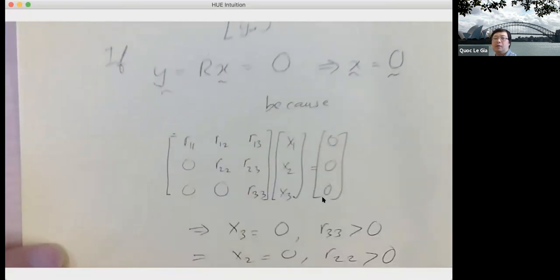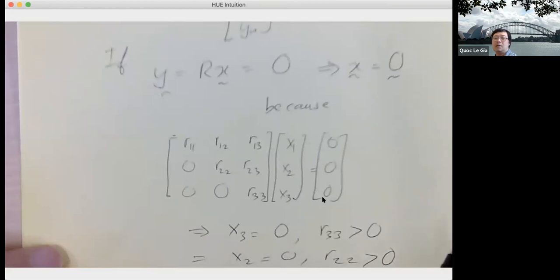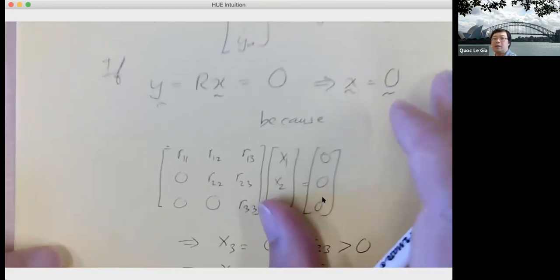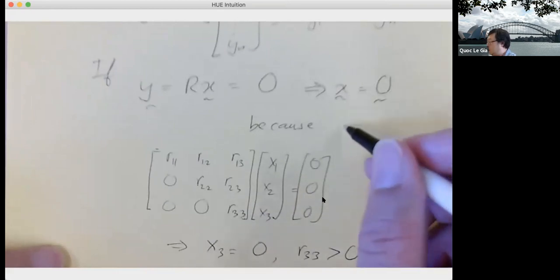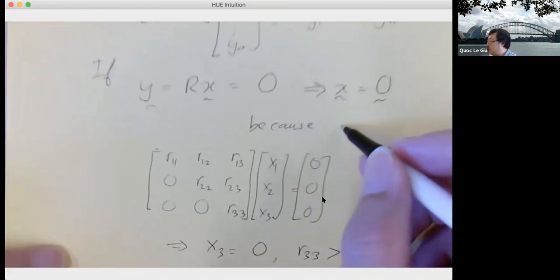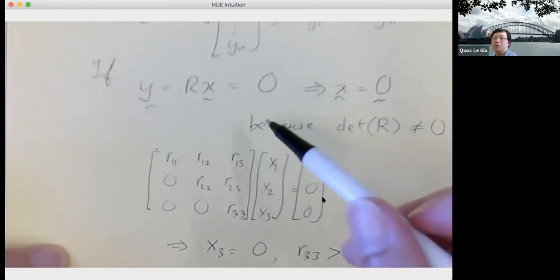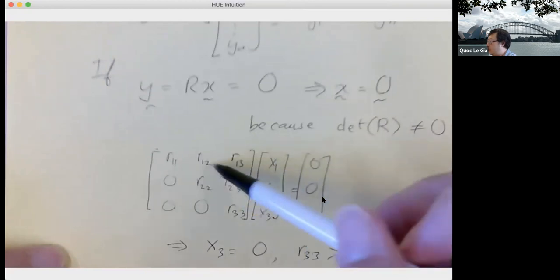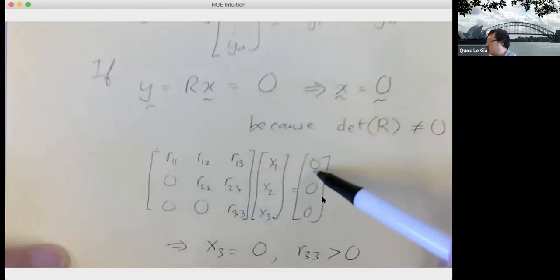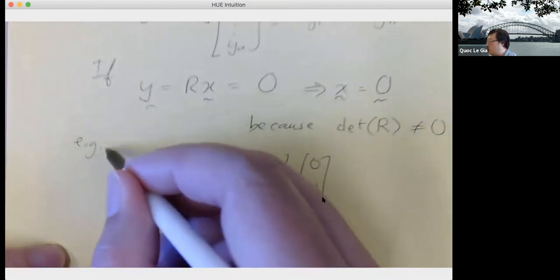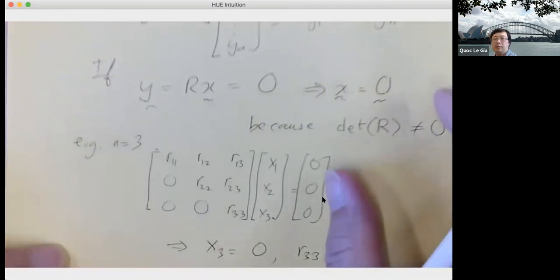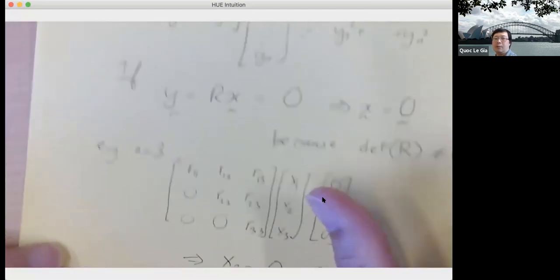And so on. So you see it? You can say that because the determinant of R is non-zero, the matrix is non-singular. So therefore, the only way Rx equals 0 is if x has to be equal to 0. So this one is just an example when n equals 3.